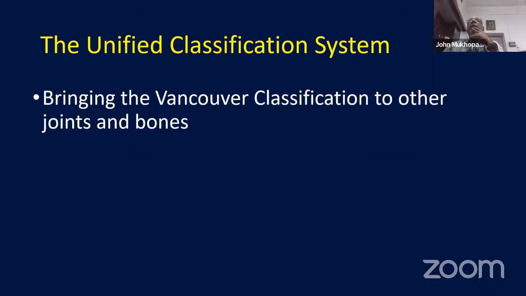Now, because there were separate classifications for separate parts and separate prostheses, there was an attempt to bring about a unified classification system. This was done by bringing the Vancouver classification to the other fractures around other bones and joints involved in periprosthetic fractures. So the unified classification system was developed with a mnemonic.